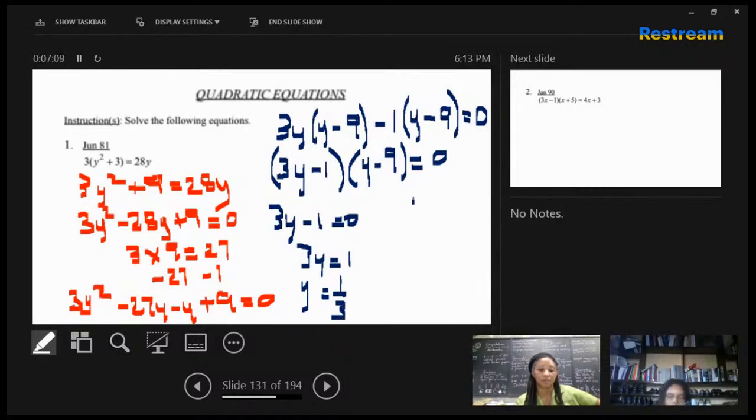And y minus 9 equals 0. And y would be 9, since we're adding 9 to both sides.